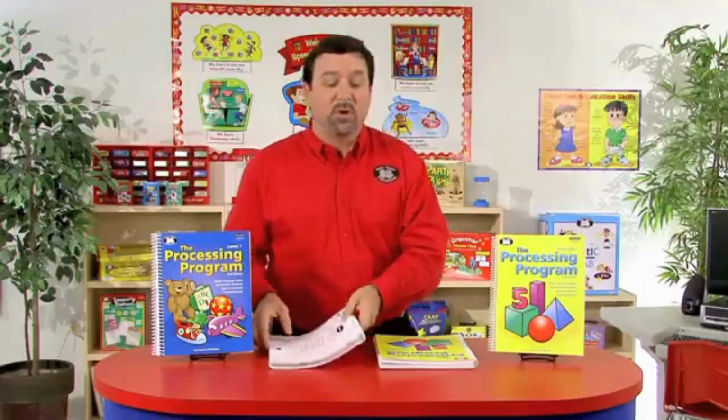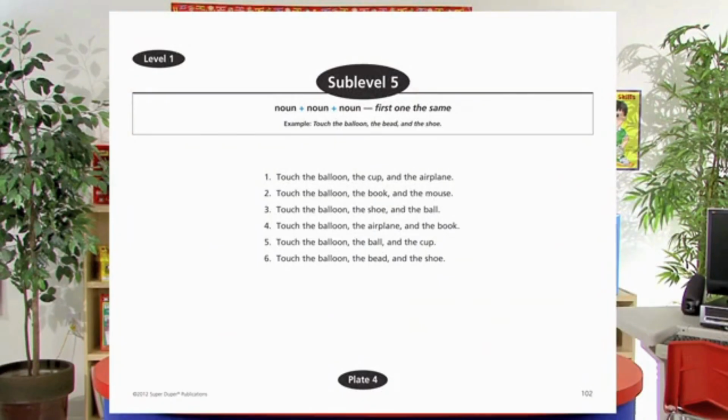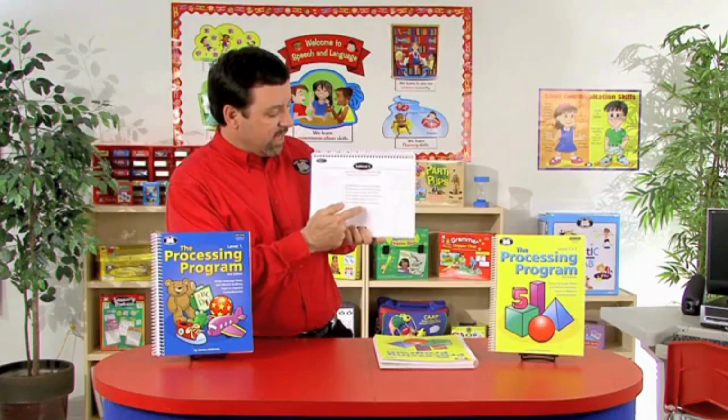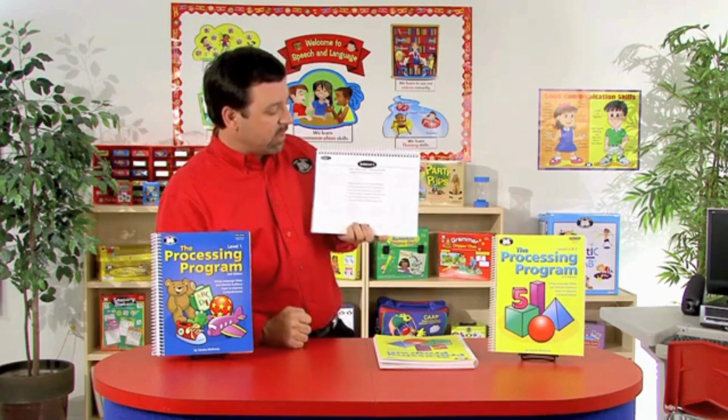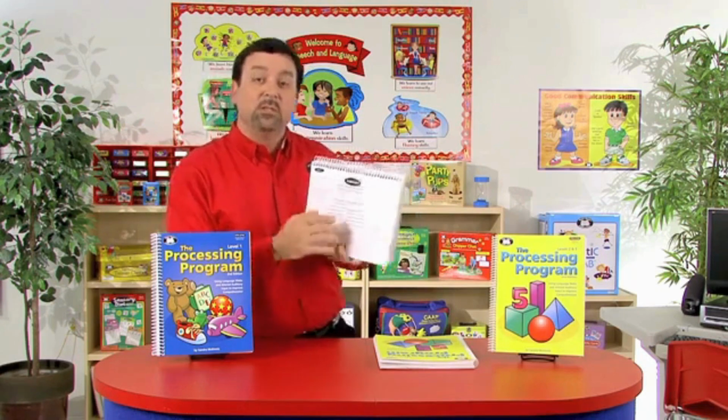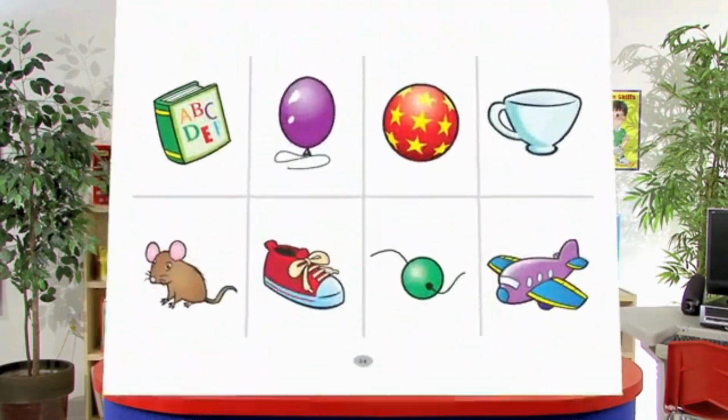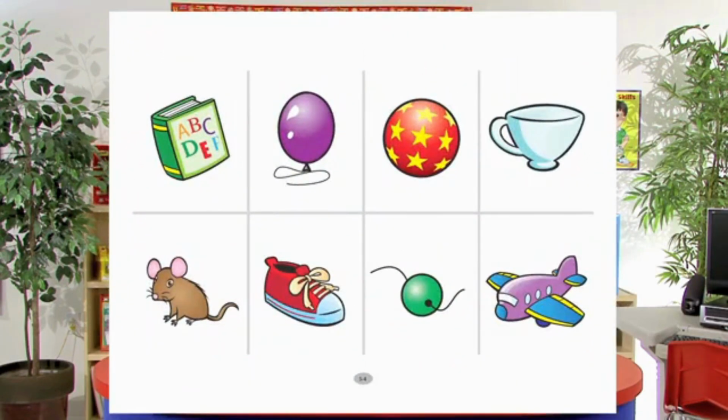Now increasing the difficulty here, now for example here we have touch the balloon, the bead, and the shoe. So you'll notice here with 1 through 6, each of the first item listed, each one is the balloon. So now we have touch the balloon, the cup, and the airplane. So again, we'll show this to the student. So the student will have their plate here with the pictures on it. Touch the balloon, the cup, and the airplane. The next one, touch the balloon, the book, and the mouse.